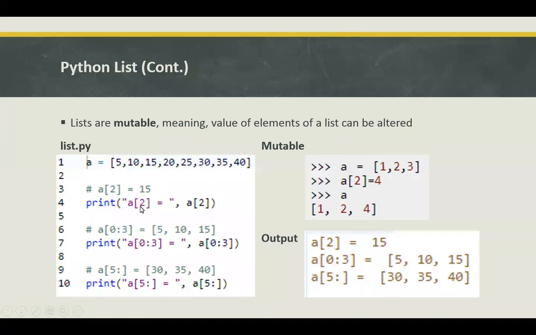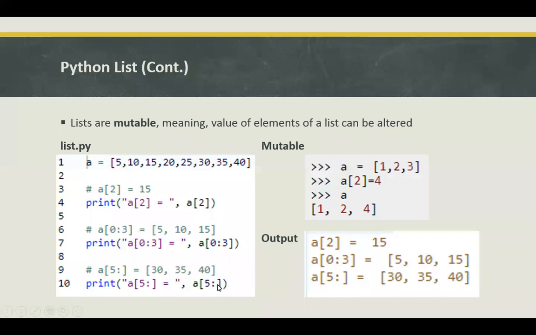Now suppose you want to access element number 2. If you are writing element 2, so 0, 1, 2, the 15 number element will be displayed. So in the output you could see 15. If you want to access 0 to 3, so 0, 1, 2, 3, so 5 to 20, here you will find the values 5, 10, 15. So these values are extracted.